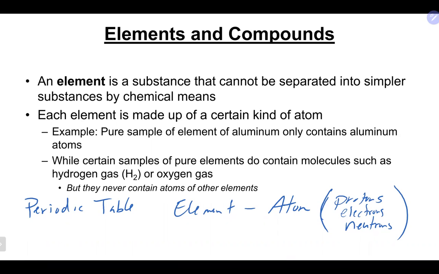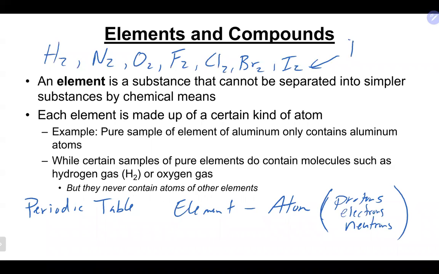Now, some atoms or elements are made up of what are referred to as molecules. So some elements come naturally as basically two of them together. So things like hydrogen, nitrogen, oxygen, fluorine, chlorine, bromine, iodine. These guys come as what are referred to as diatomic molecules. That is naturally how they come when they are by themselves and not combined with anything else.